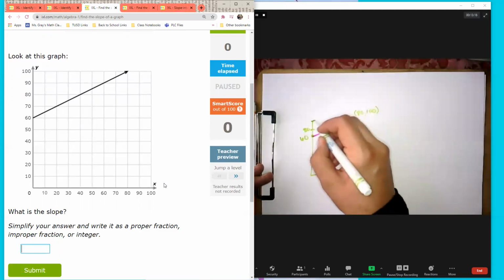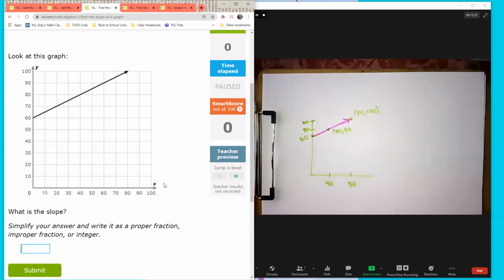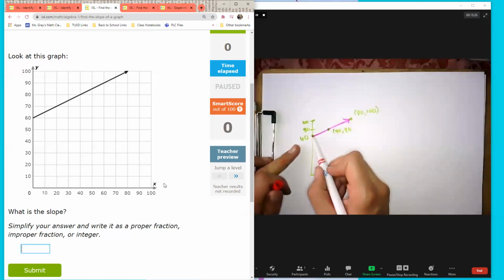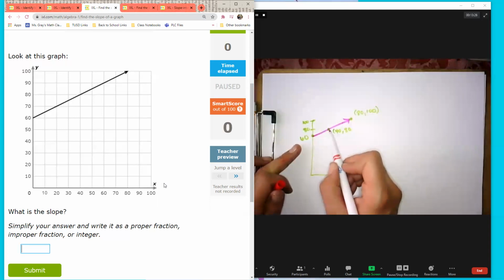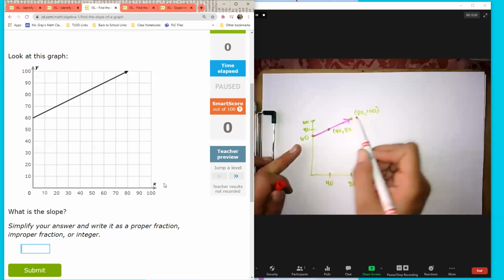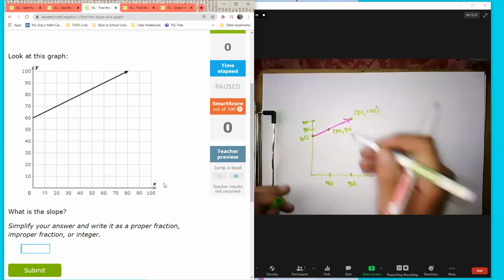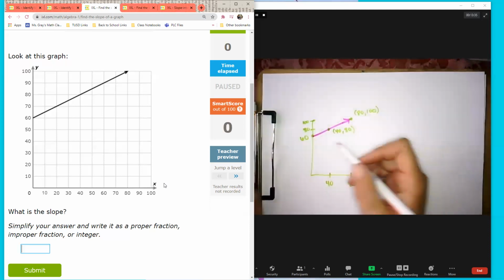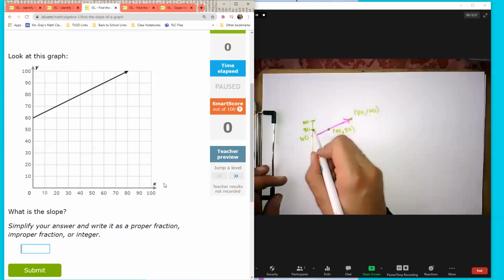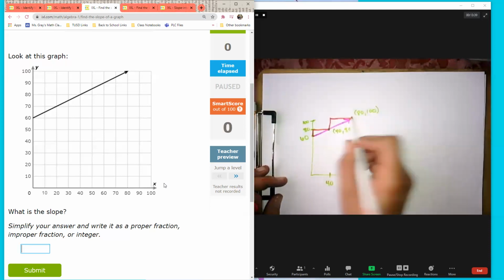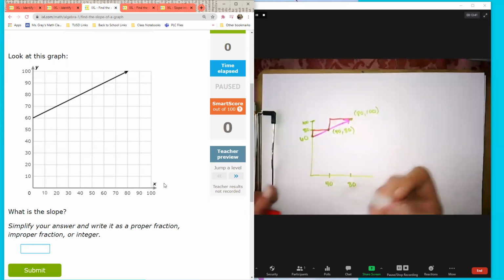All right, so if you look at what's happening here, basically this graph is going from 60 at the starting point on the y-axis to here, and then from here to here. So the idea is that it's changing. It's going up by a certain amount and over, but that amount that it's changing by is the same each time.